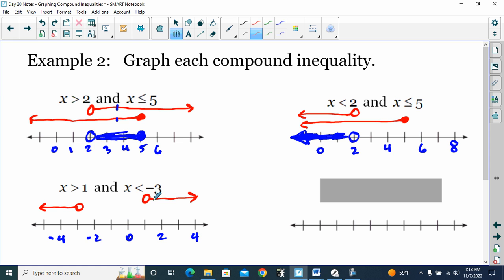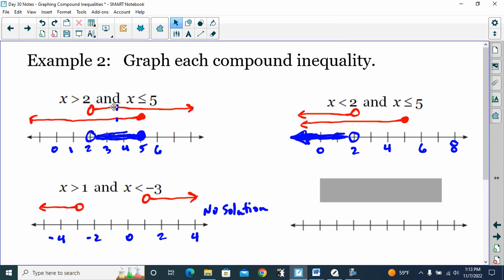Notice there's no values that are both bigger than 1 and also less than -3. This one has no solution. You can leave your number line blank if you're asked to graph it. If you want to write no solution next to it, that wouldn't be a terrible idea. Again, if you think logically, which values are both bigger than 1 and also less than -3? There's not any. No solution.